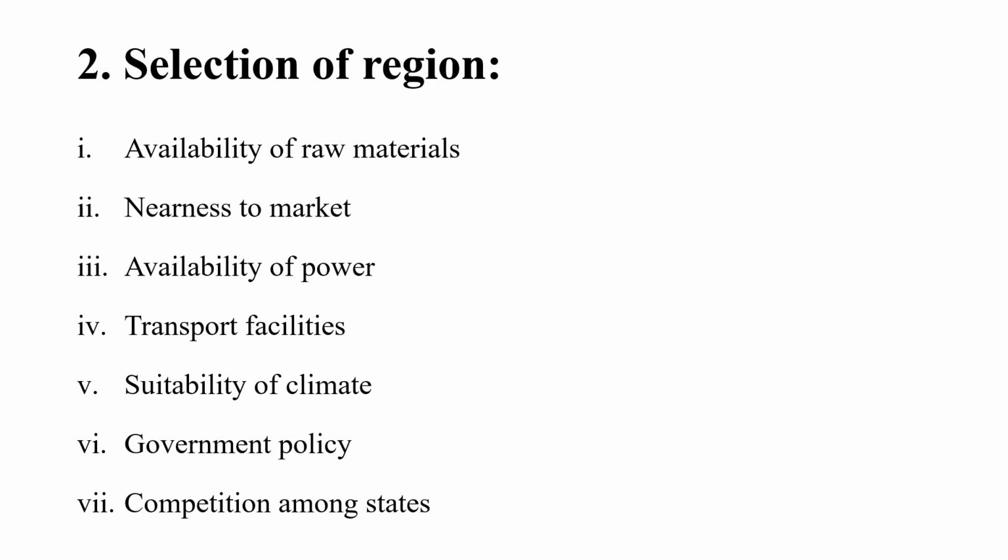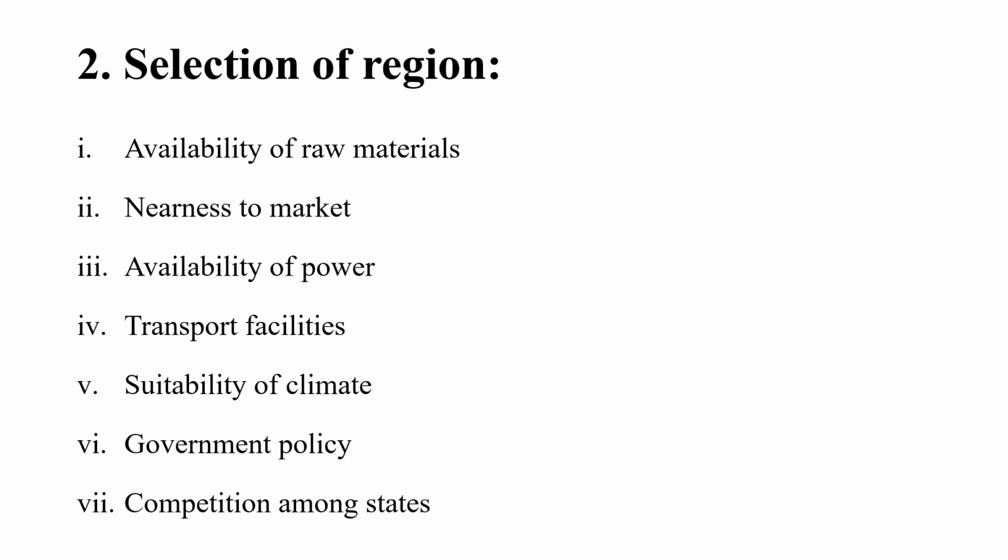If you are going to produce perishable goods, then it is necessary that the plant should be located in a place where the market is nearer, so that the goods are not going to spoil before reaching the customers. Next one is availability of power. What are the sources of power? Power is essential, as it makes the industry run in a smooth way.